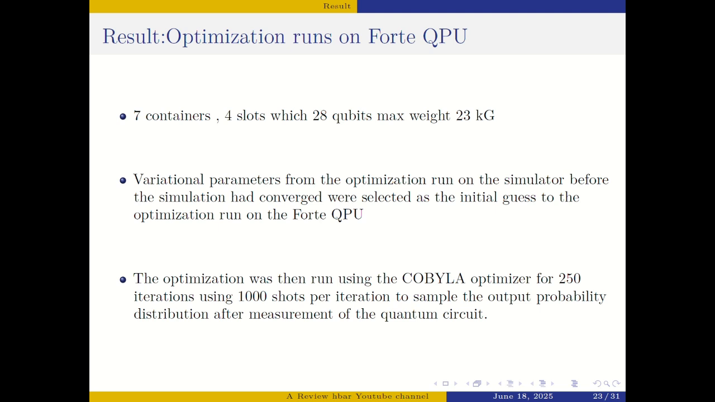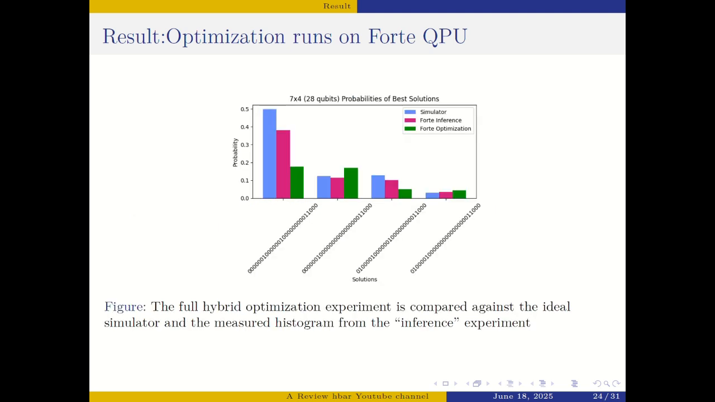Let's see the result. Here is the optimization result on the FORT QPU. The pink histogram represents inference. The green one is the full quantum processing unit run, and the blue one corresponds to the ideal simulator. Just like on ARIA, the optimal solution stands out clearly. We also notice that inference performs better than the full QPU execution. Of course, the highest probability is observed on the simulator since it does not fully account for noise.